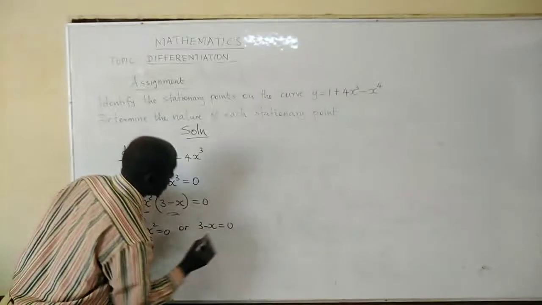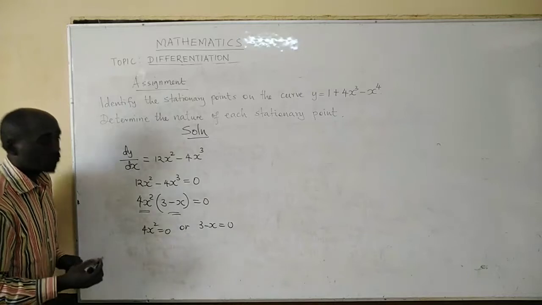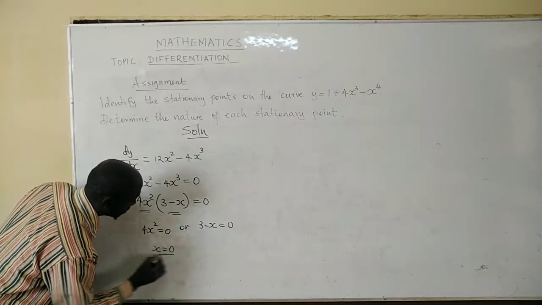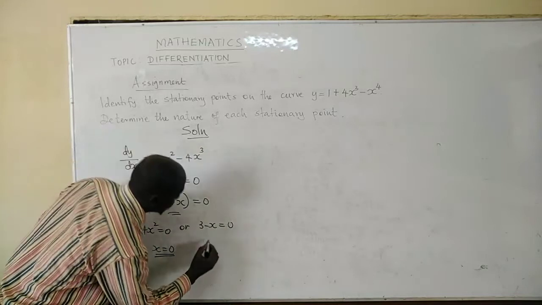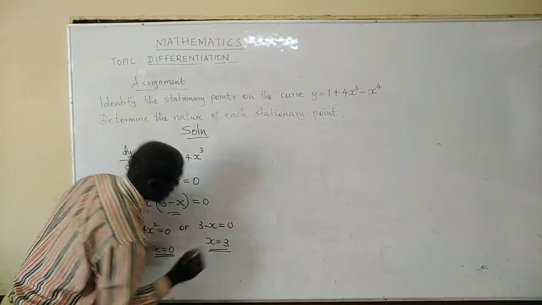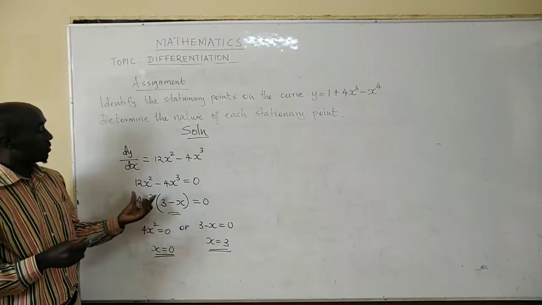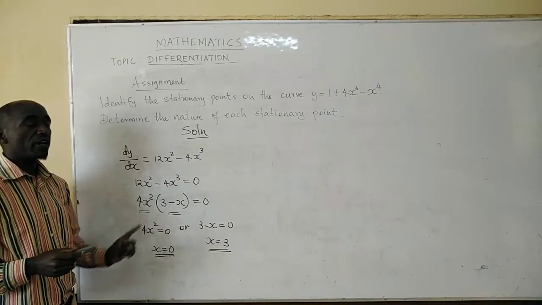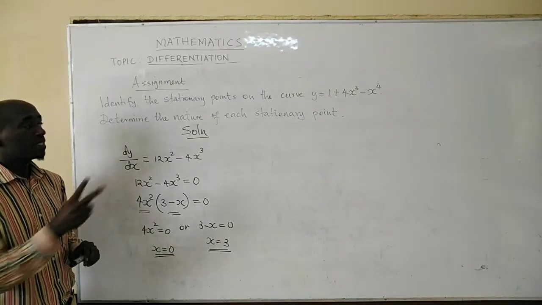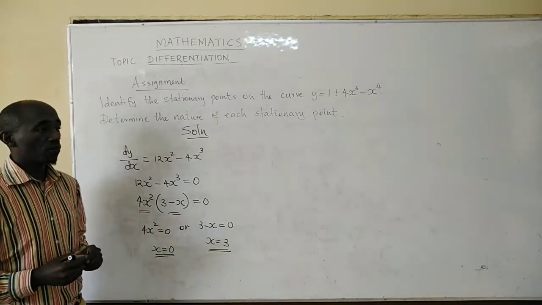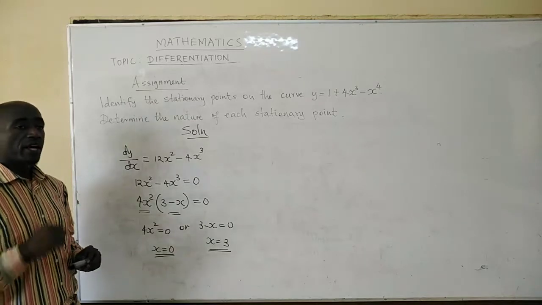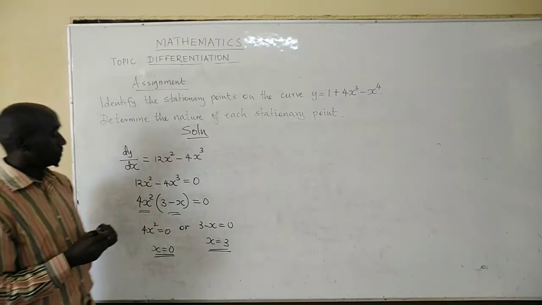When you reach here, you would say either this is equal to 0 or this is equal to 0. So either 4x squared is equal to 0 or 3 minus x is equal to 0. If 4x squared is equal to 0, then x is equal to 0. If 3 minus x is equal to 0, then x is equal to 3. So it means this curve will have two stationary points. One at x is equal to 0, the other at x is equal to 3.